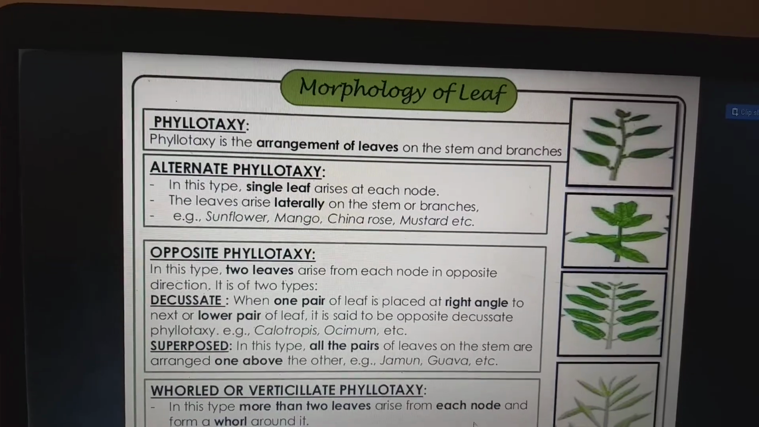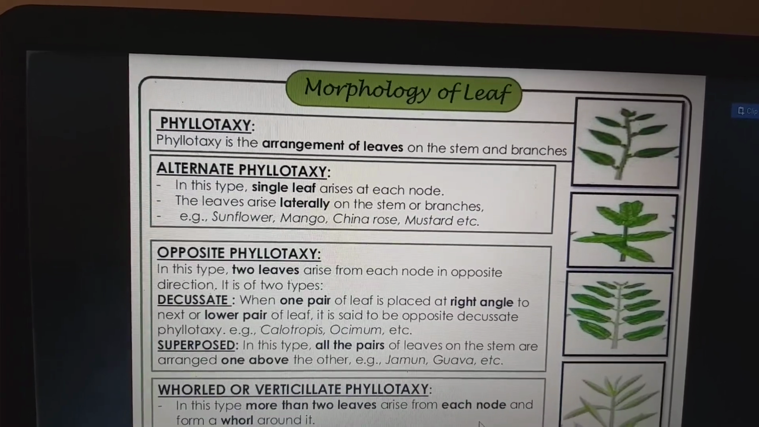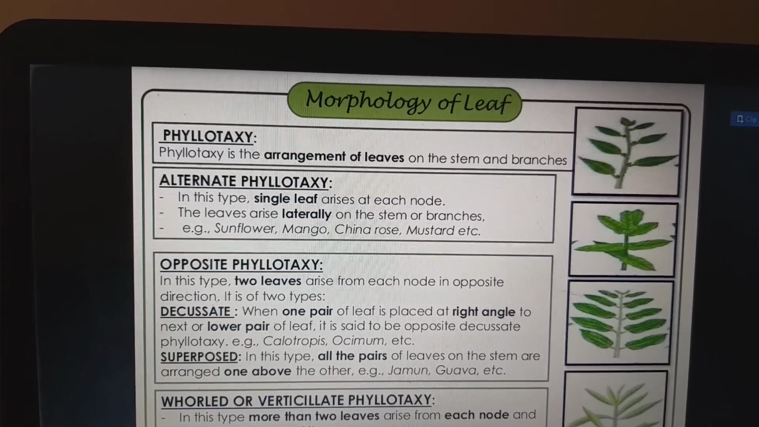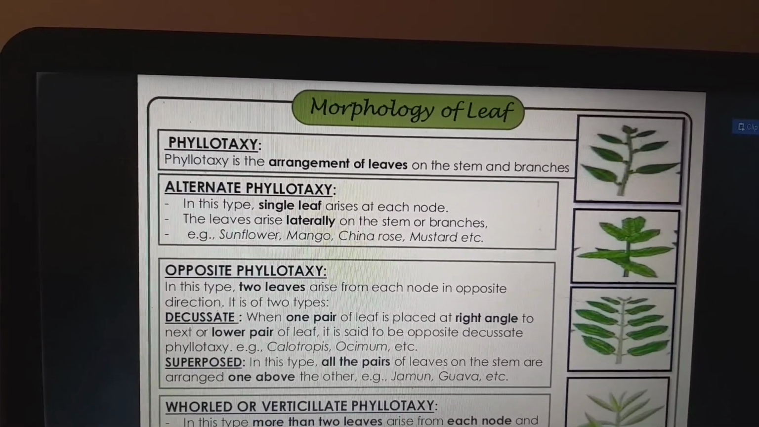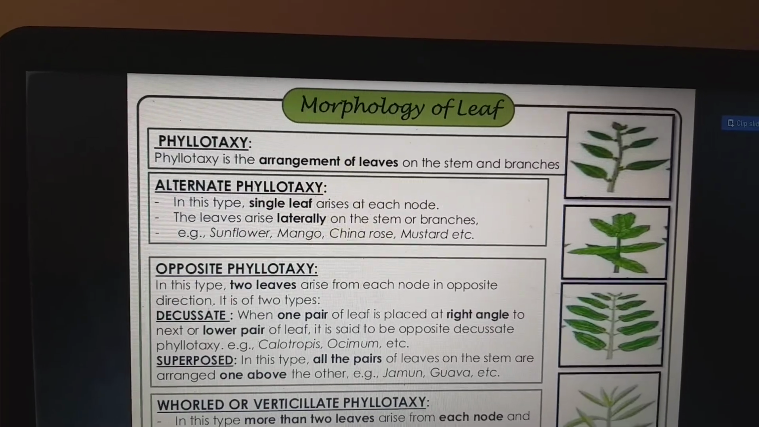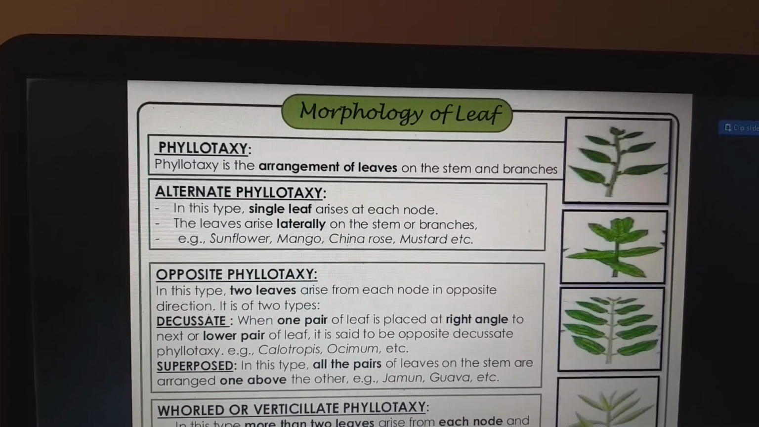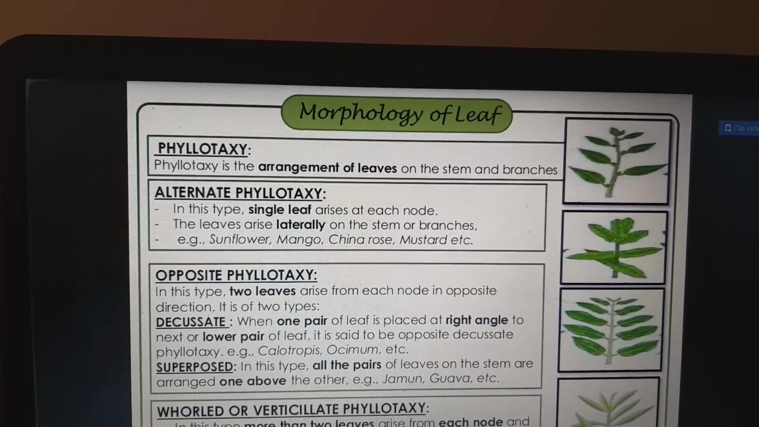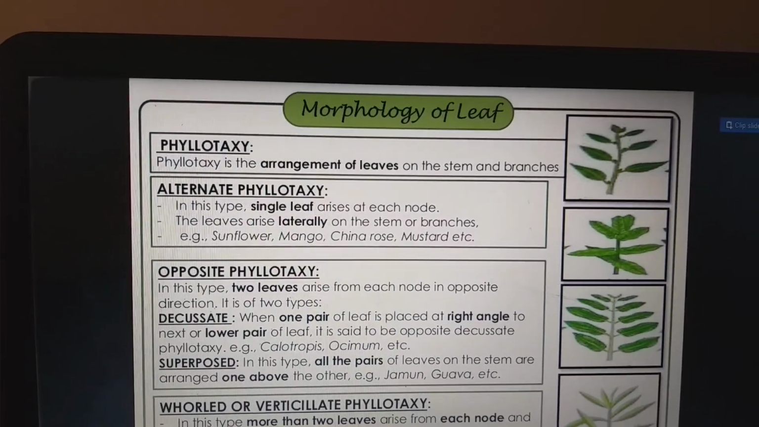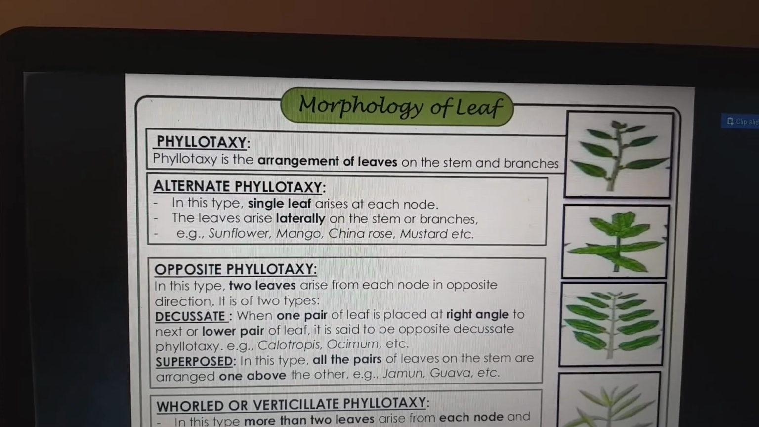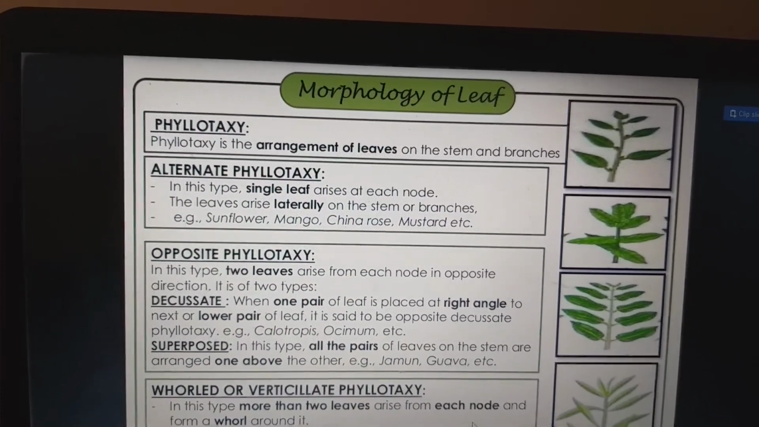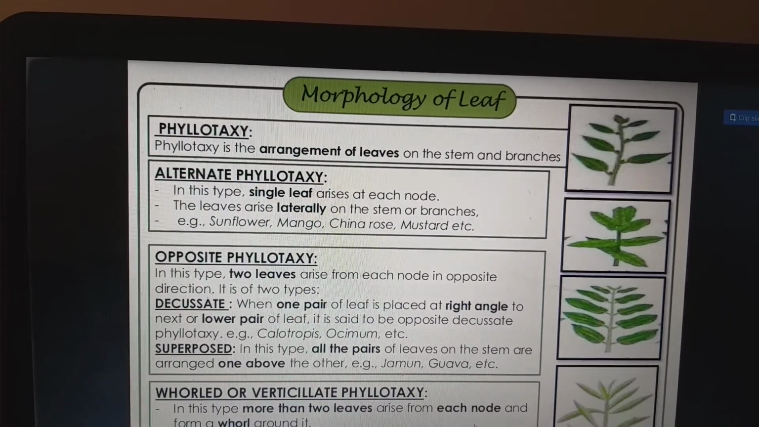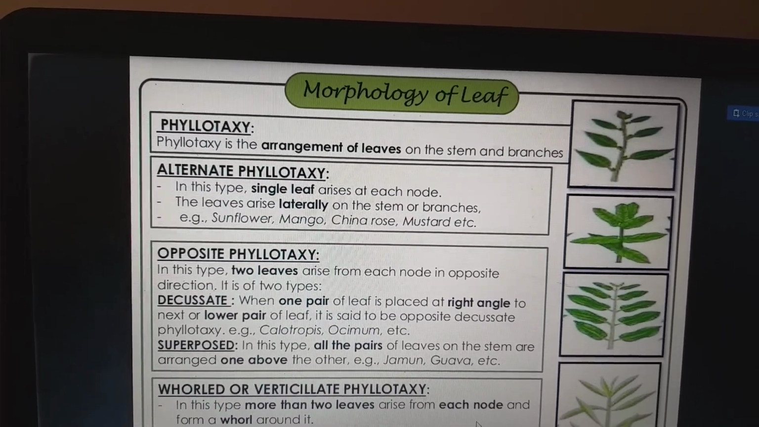Opposite phyllotaxy. In this type, two leaves arise from each node in an opposite direction. There are 2 types, decussate and superposed. Coming to decussate, when one pair of leaves is placed at right angles to the lower pair of leaves, it is said to be opposite decussate phyllotaxy. For example, calotropis, ocimum, etc. Next, superposed. In this type, all the pairs of leaves on the stem are arranged one above the other. For example, jamun, guava, etc.